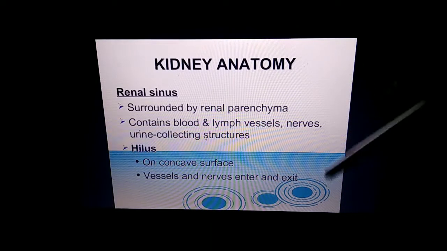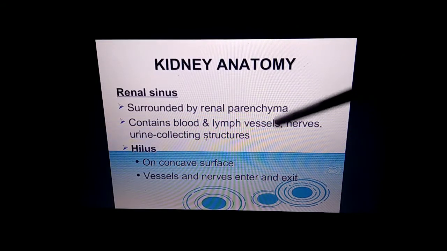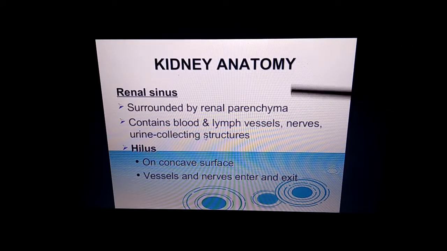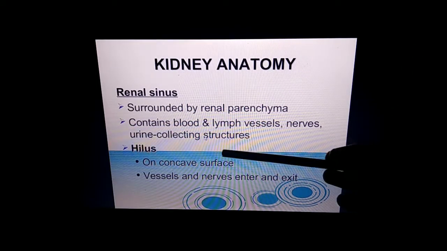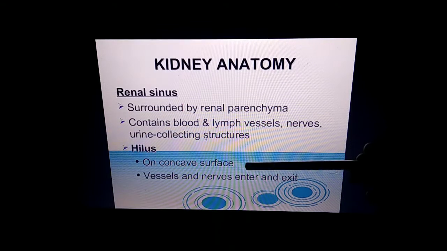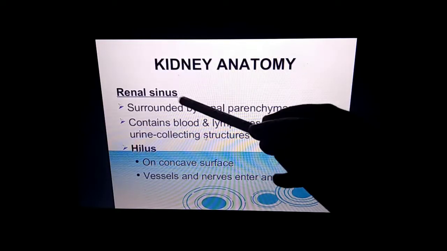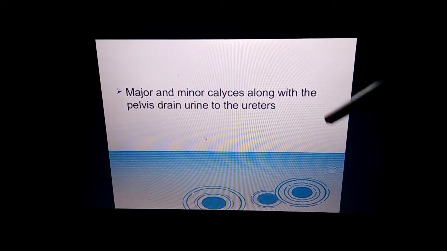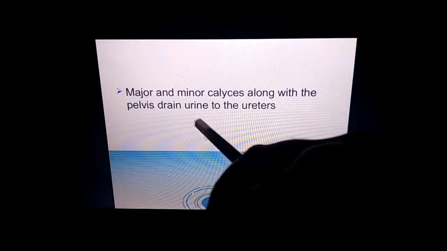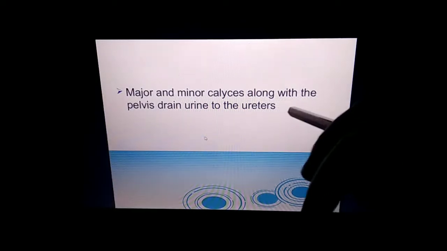Then the renal sinus, surrounded by the renal parenchyma. It contains blood and lymph vessels, nerves, and urine collecting structures. The hilus is the concave surface, and vessels and nerves enter and exit through this structure, that is the renal sinus. Major and minor calyces along with the pelvis drain urine to the ureters.